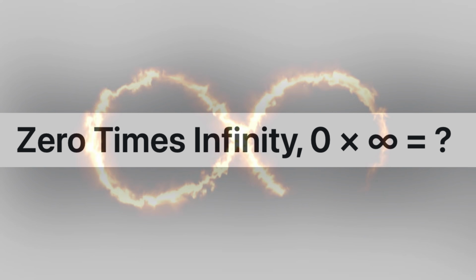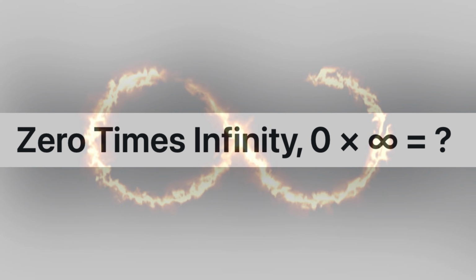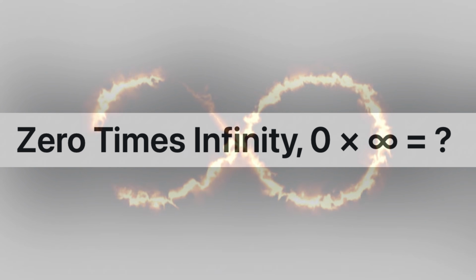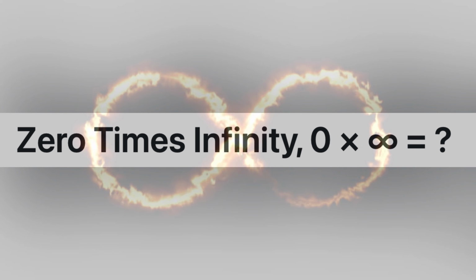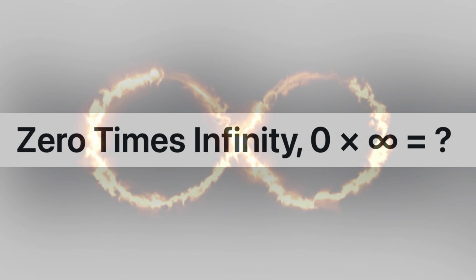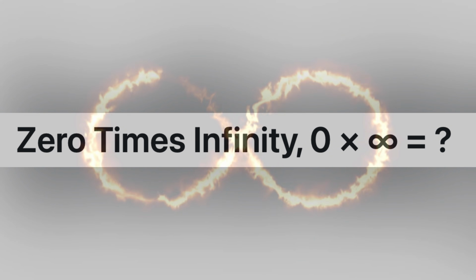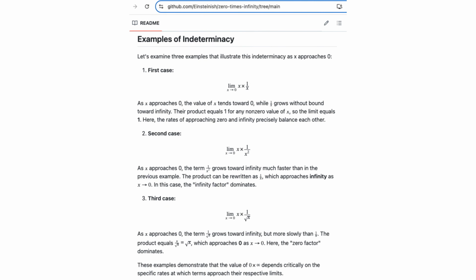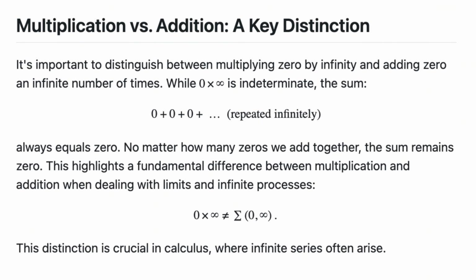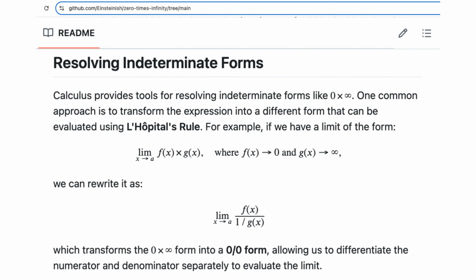Through calculus, we understand that this indeterminate form represents a mathematical boundary where outcomes depend on the specific paths taken toward zero and infinity. This mathematical ambiguity reflects philosophical tensions between nothingness and boundlessness, concepts that have fascinated thinkers throughout history. The paradox of zero times infinity invites us to reconsider our intuitions about the nature of reality, existence, and the infinite.